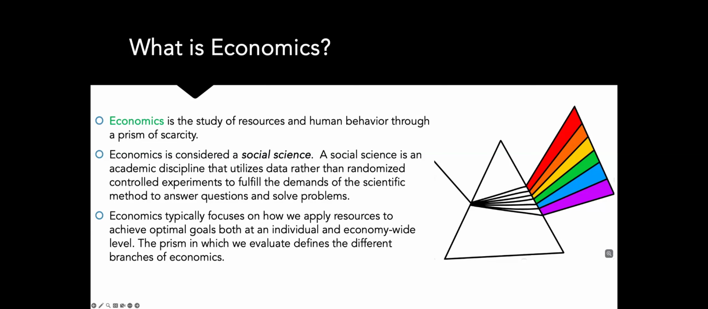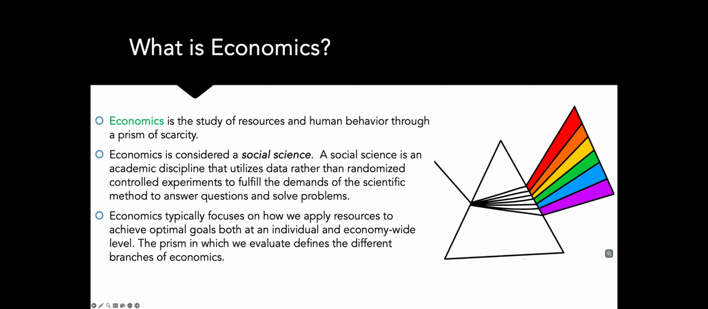So, economics. There's a lot of definitions that you might find online that tell you different things, but essentially, economics is the study of resources and human behavior through a prism of scarcity. So, when we say we're studying resources, we're basically saying how are they going to be distributed, and we're going to discuss how humans behave and make choices. And why do they have to make those choices? Because of scarcity.